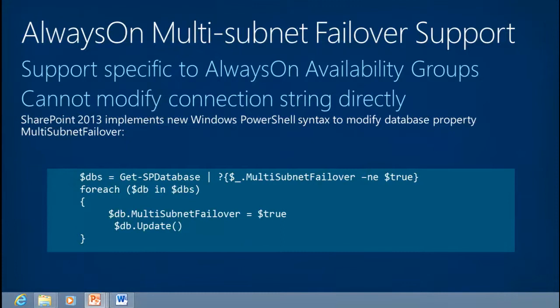In order to do so, you need to modify connection strings. Obviously, in SharePoint 2013, our databases are black boxes, and so are our connection strings. We don't like people touching them or looking at them, with the exception of the usage database. So we've introduced new PowerShell cmdlets to enable you to support a multi-subnet failover cluster. If you have a failover cluster that spans subnets, we have the multi-subnet failover parameter that you can use at the database level inside of SharePoint 2013. We've actively built in support for that, and that snippet is what can be used to set your databases to support multi-subnet failover.